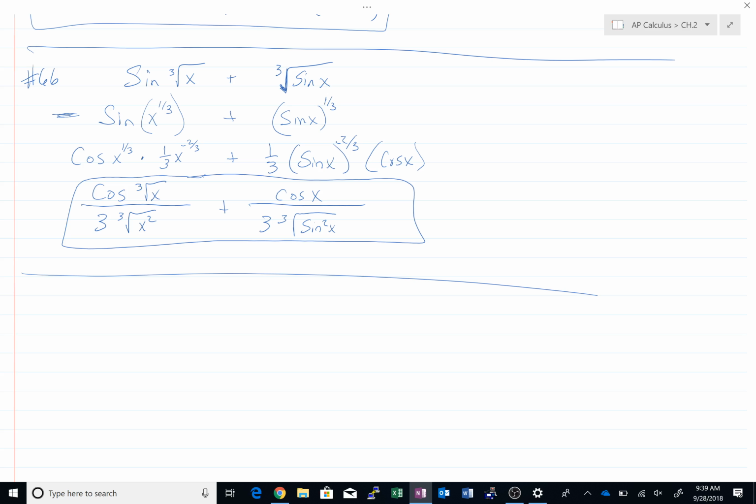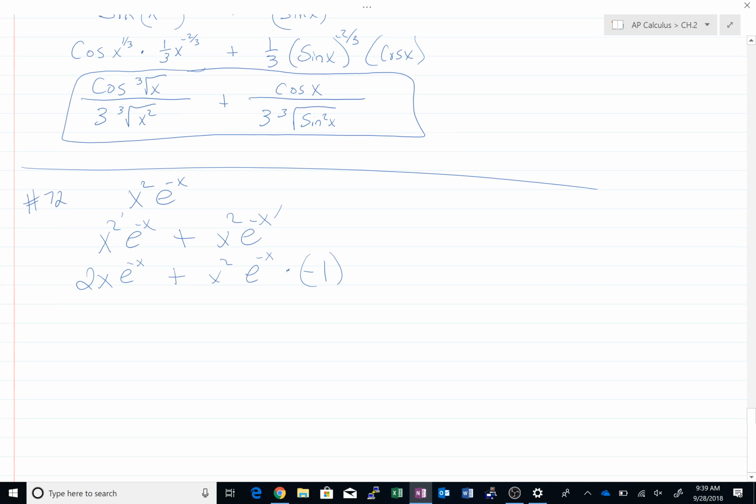Let's try an e here. We got x squared times e to the negative x. This is number 72. And again, I'm trying to get as many done for you here. So again, this is product rule. Do the first times second, do the second times first. So we get 2x e to the negative x plus x squared, and that's e to the u times u prime. So e to the u times u prime. Okay. And you can leave it like that.